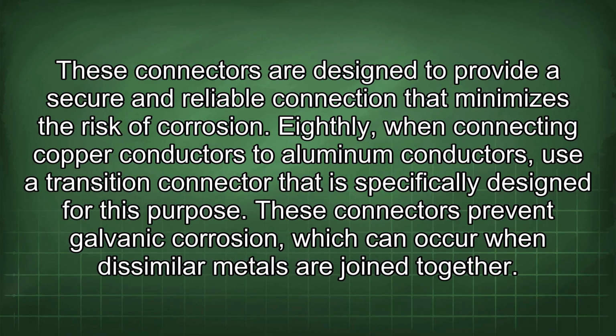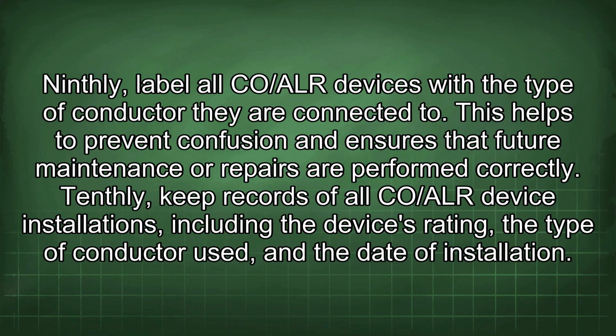Eighthly, when connecting copper conductors to aluminum conductors, use a transition connector that is specifically designed for this purpose. These connectors prevent galvanic corrosion, which can occur when dissimilar metals are joined together. Ninthly, label all CO/ALR devices with the type of conductor they are connected to.